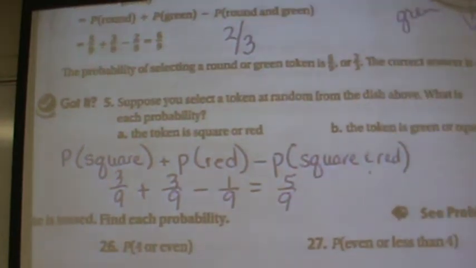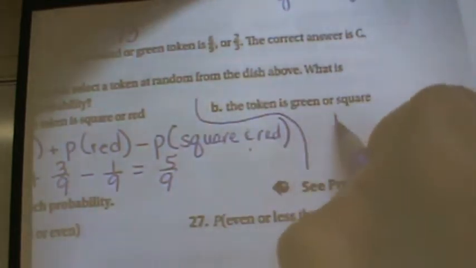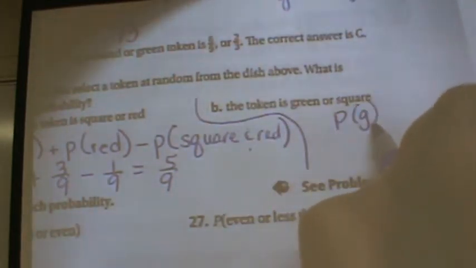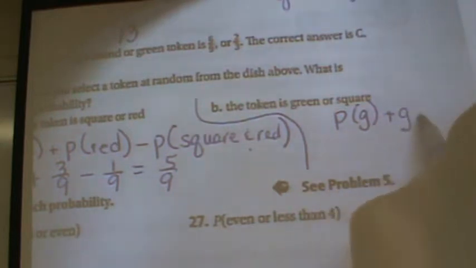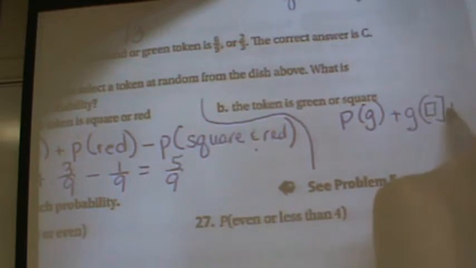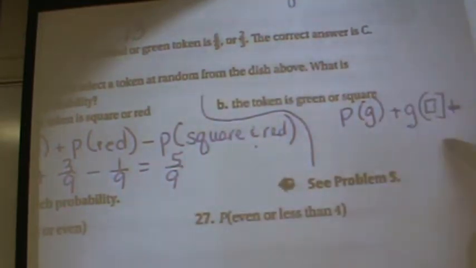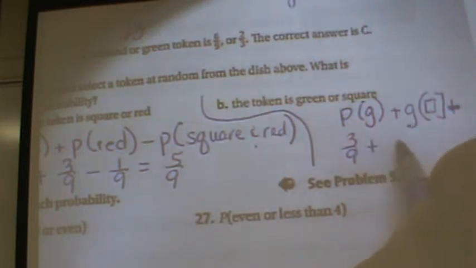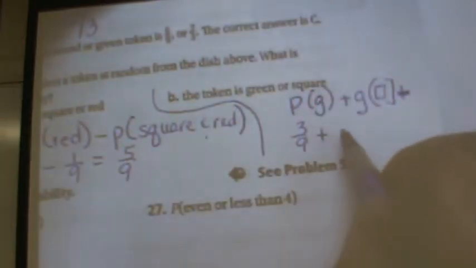Try the next one. What's the probability that the token is green or square? So you want the probability of green plus the probability of square, minus the probability of green and square. So what's the probability of green? There's 3 ninths. What's the probability of a square? How many are square? 1, 2, 3 ninths.